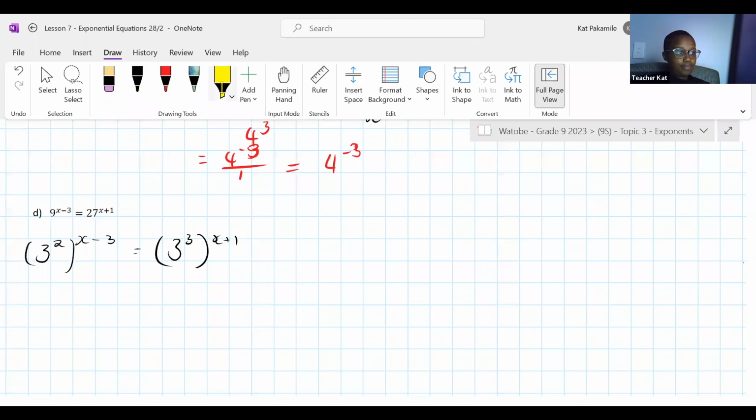So now, think of your laws of exponents. Pardon? Think of your laws of exponents. Remember, when you have a power to a power, what happens to them?